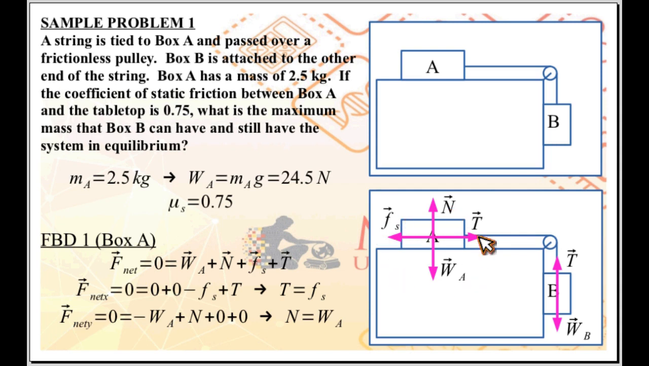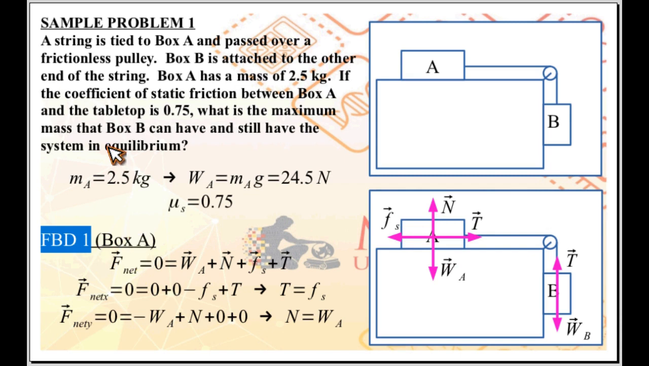In identifying the forces present in the system, we have drawn the free body diagram. We have two objects, therefore we have two free body diagrams, one for box A and one for box B. Starting with box A, we have free body diagram 1.